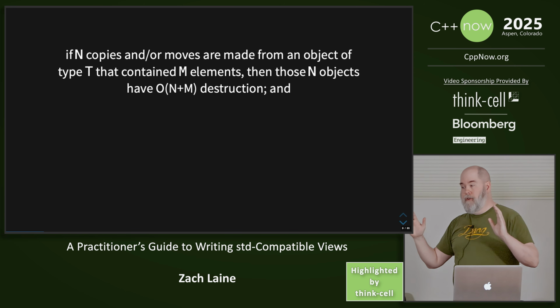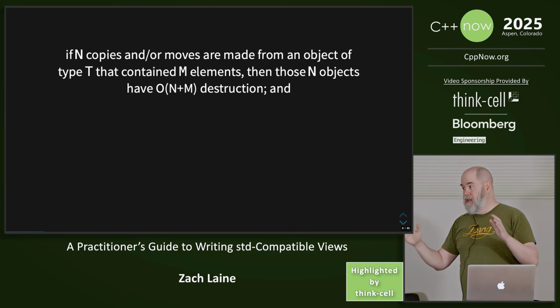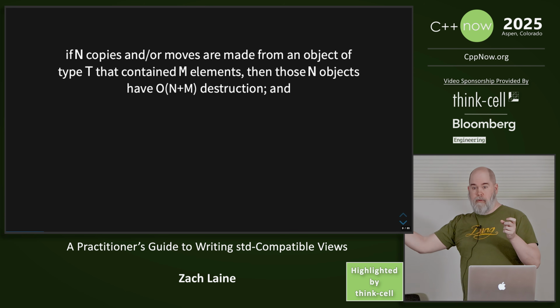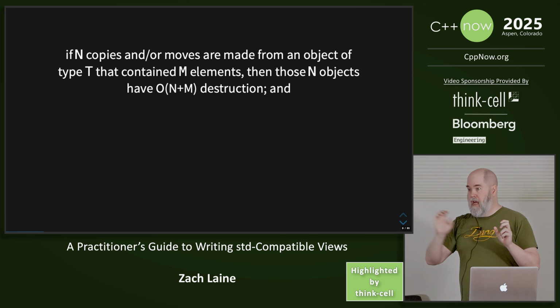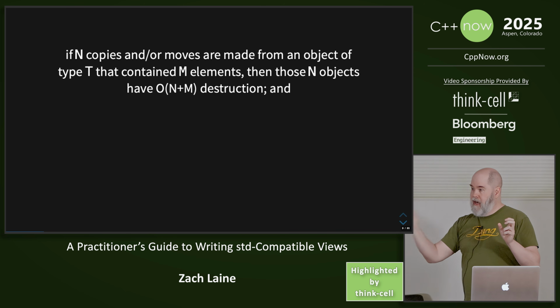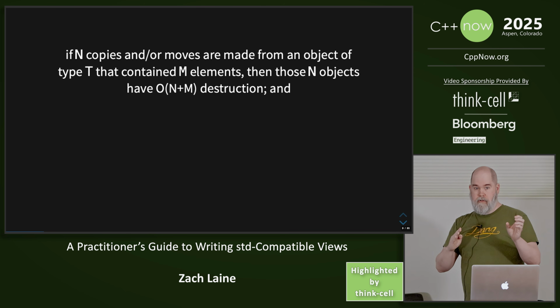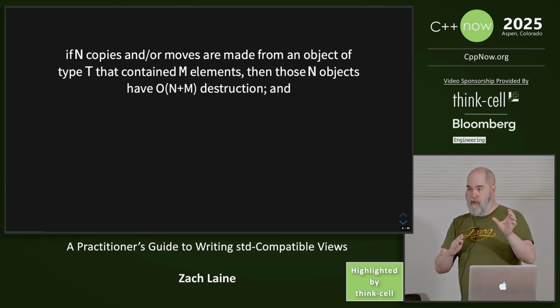Okay, a vector is not a view, but think of a view for a second. Think of a vector you've got and you move it n times. Every n minus one empty vector has to be destructed. The final vector has to be destructed. And when you destruct it, you also destruct its m elements, okay?